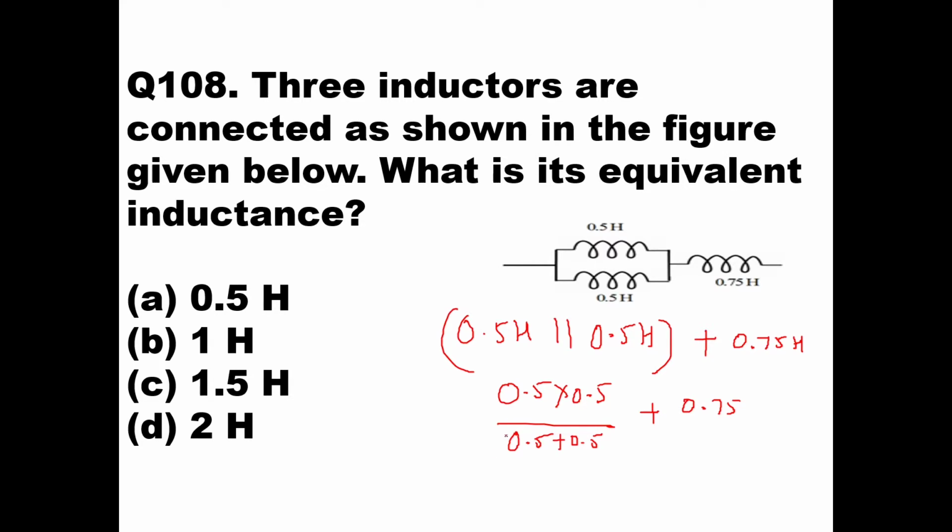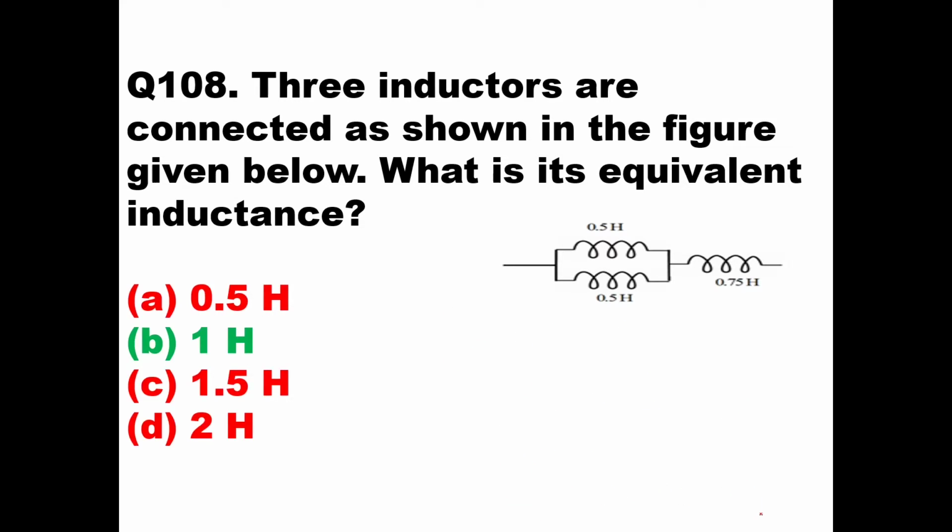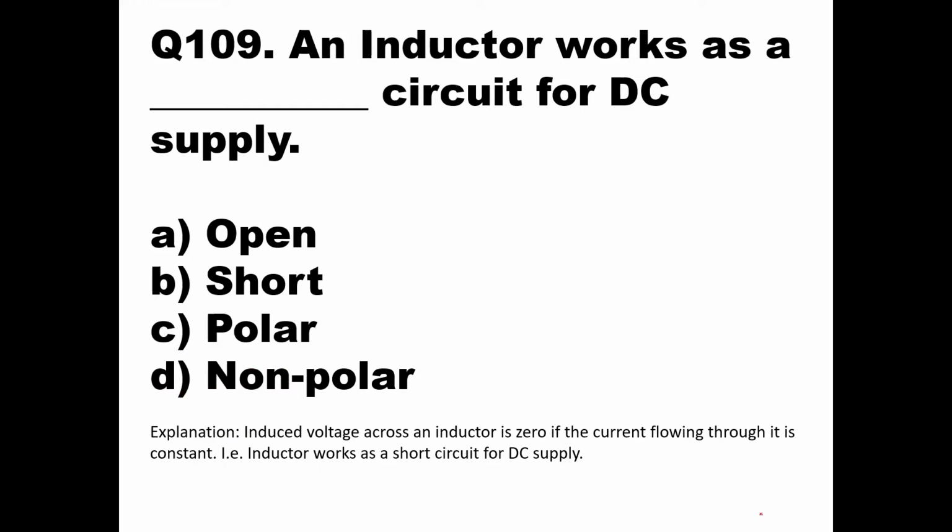Now here 0.5 into 0.5 is 0.25. So here you can take it as 0.25 upon 1 plus 0.75. So 0.25 plus 0.75 is nothing but 1. 1 Henry will be the answer over here. So option B will be the answer, 1 Henry. Okay. Then we'll go to the next question. An inductor works as a dash circuit for DC supply.